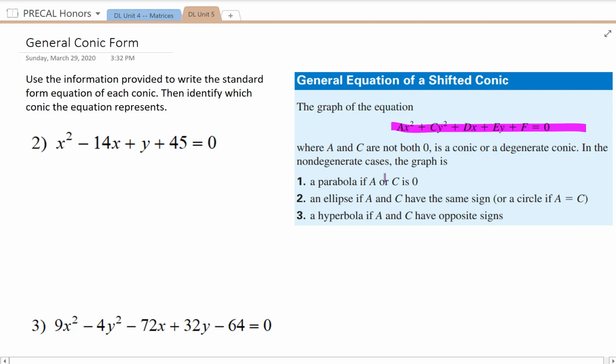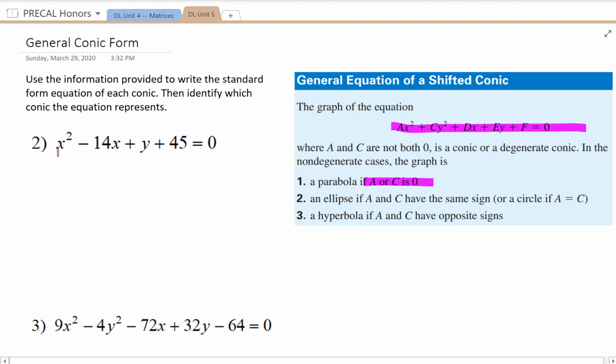Okay, and that gives you some pieces of information. It's a parabola if A or C is 0, it's an ellipse if A and C have the same sign, or if A equals C, then it's a circle, and it's a hyperbola if A and C have opposite signs. So that's good to know when you're looking at the General Conic Form, but changing it into standard form can also help us, and we're going to practice doing that by completing the square.